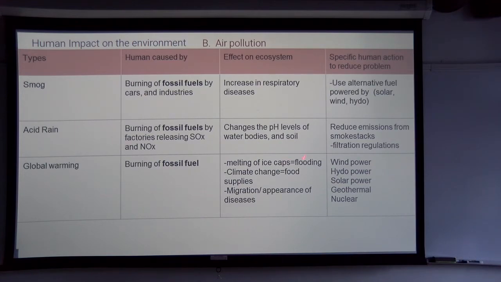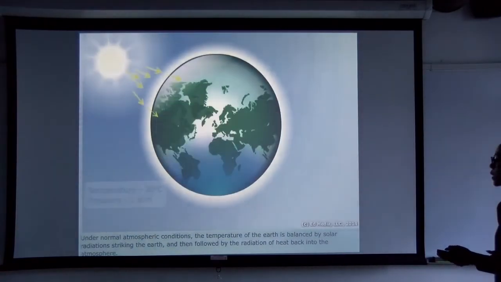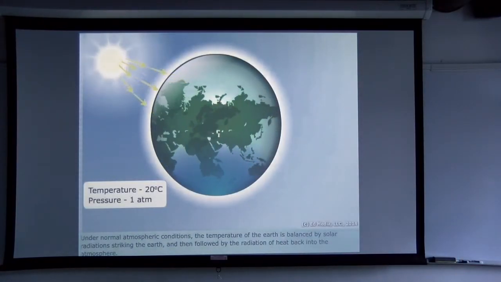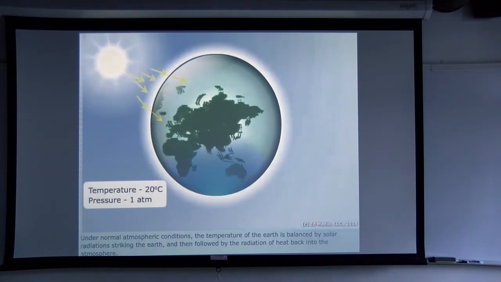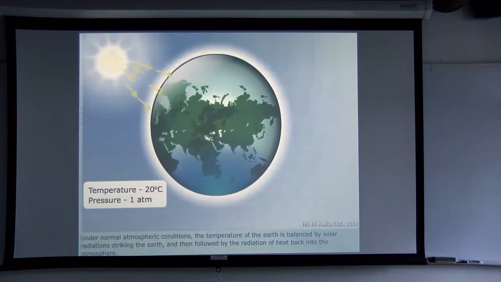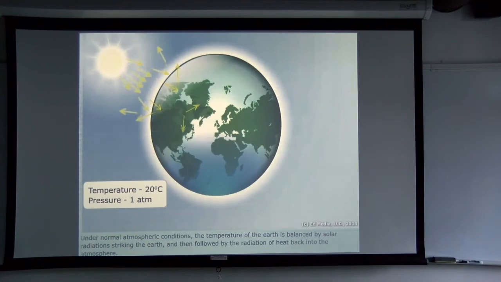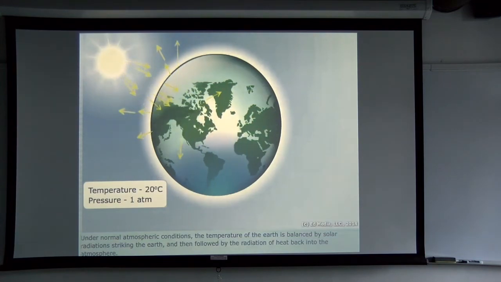So we're saying to move from burning fossil fuel to wind power, hydro, solar, geothermal energy, maybe using nuclear energy. All right, so just take a quick look. Under normal atmospheric conditions, the temperature of the Earth is balanced by solar radiation striking the Earth, followed by the radiation of heat back into the atmosphere.